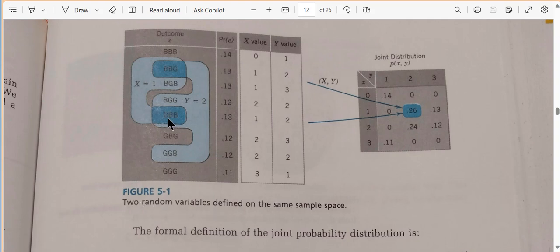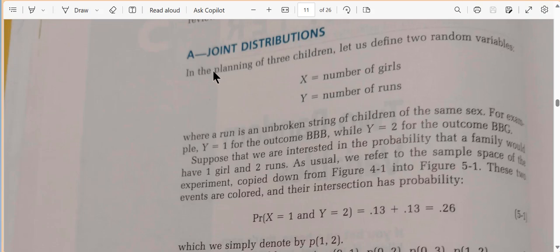So it's crucial when we do this that the random variables are defined on the same sample space, otherwise this doesn't make any sense. So going back up to here, in the planning of 3 children, let us define 2 random variables. X equals the number of girls and Y the number of runs, where a run is an unbroken string of children of the same sex. For example, Y equals 1 for this, Y equals 2 for this. Suppose that we are interested in the probability that a family would have 1 girl and 2 runs.